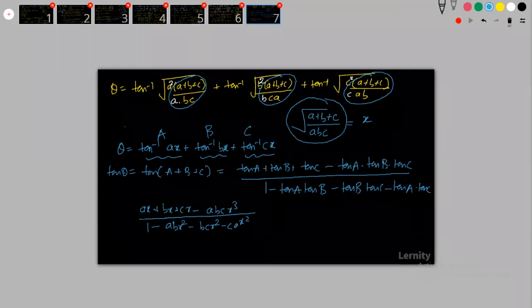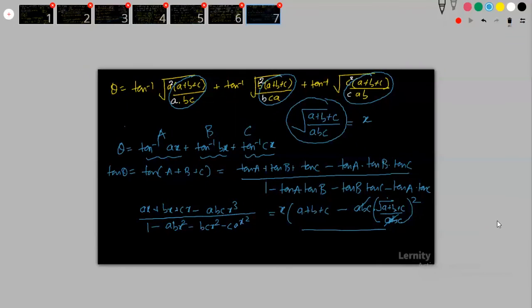Okay, from here I can take x common, so this is x times (A plus B plus C minus ABC x squared). What is the value of x? x squared is (A plus B plus C) by ABC, so x is the square root of that. If I square this whole, this part and this part will get cancelled. This is ABC. So A plus B plus C minus A plus B plus C, whatever the denominator is, this will become equal to 0.